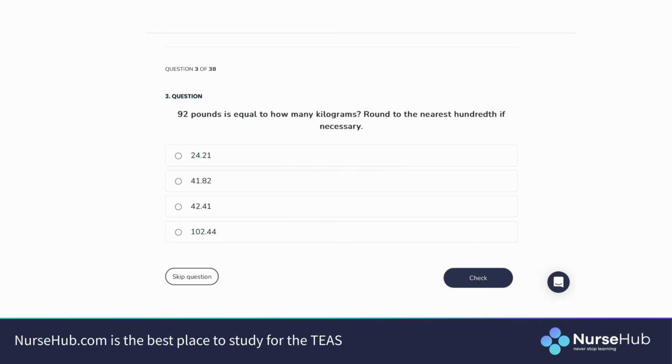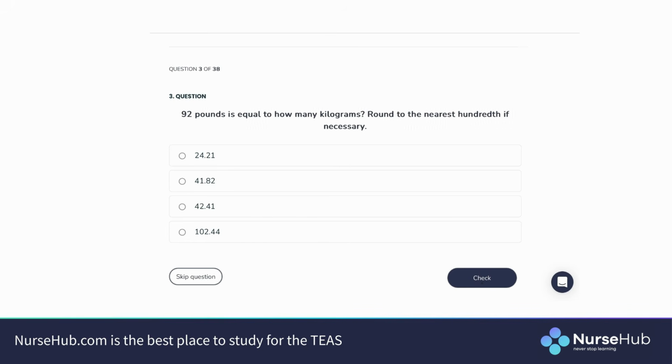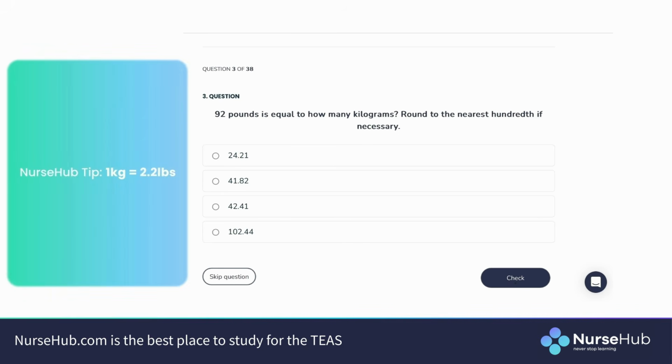Question 3. 92 pounds is equal to how many kilograms? Round to the nearest hundredth if necessary. So the first thing we do here is we look at the units we're using. We have pounds and we have kilograms. So the first thing that we need is a conversion.